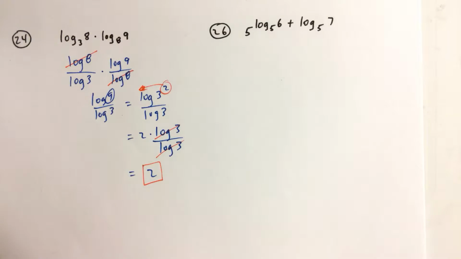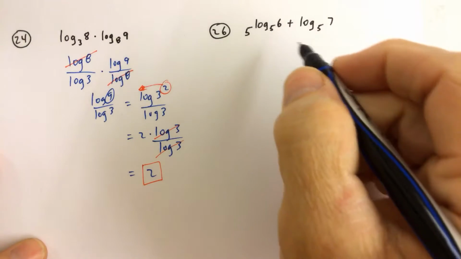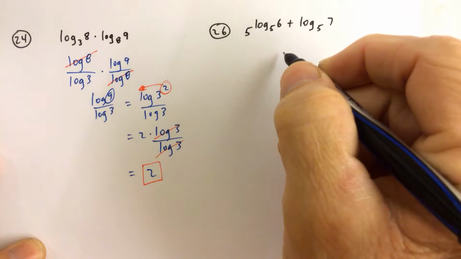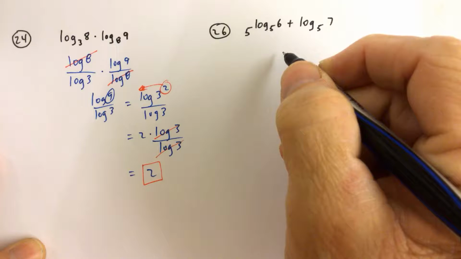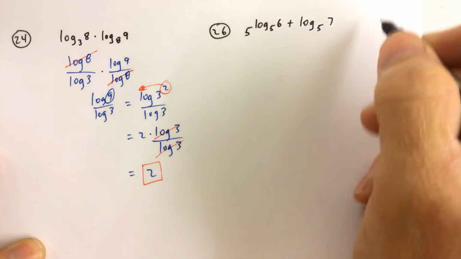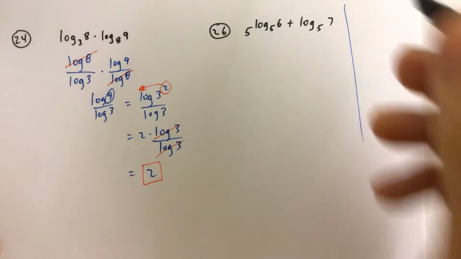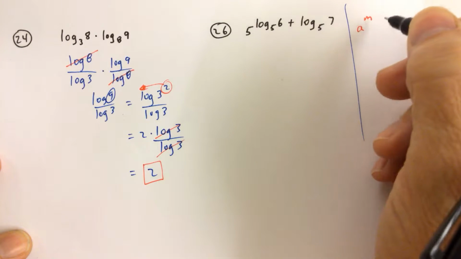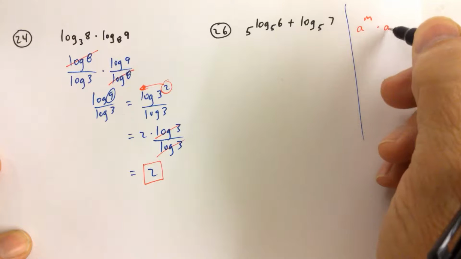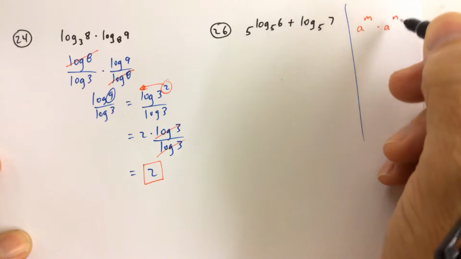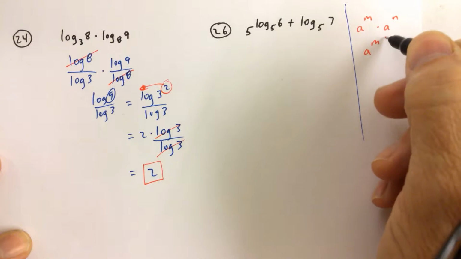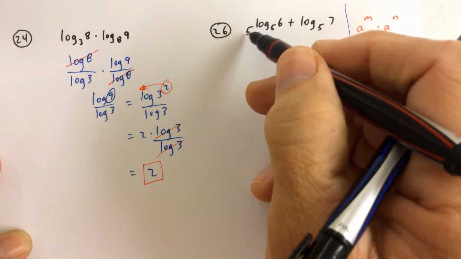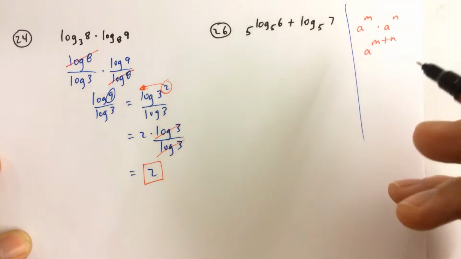Number 26, we're going to use the property. I haven't used this yet. It's not on the list either, but it's the property of real numbers, property of exponents actually, when, let me write it off to the side here. If you take a number, a, and raise it to the m, and then you multiply that by a to the n, then we add the exponents. So here we have a base being raised to the sum of two numbers.